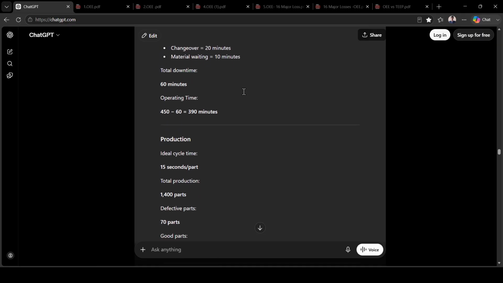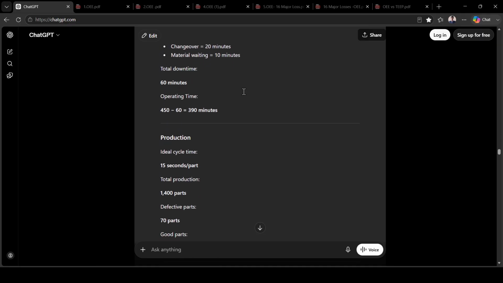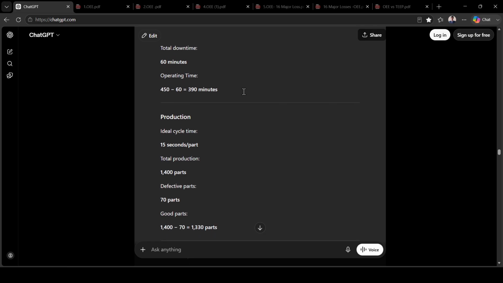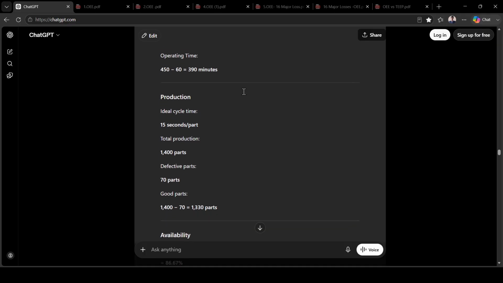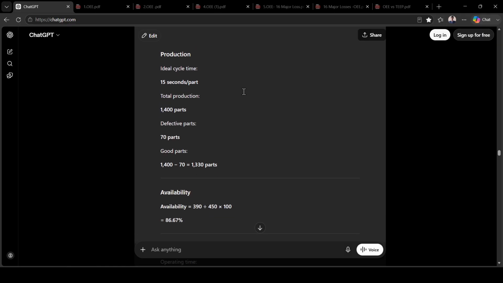In production, the standard cycle time is 50 seconds per part. Total production is 1400 parts. Defective parts are 70 parts. So good parts are 1400 minus 70, so 1330 parts.